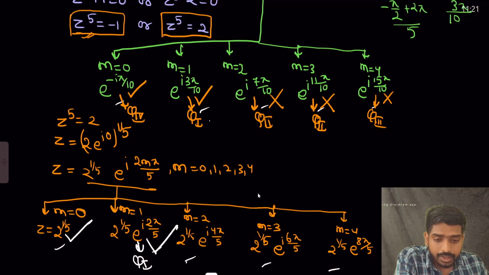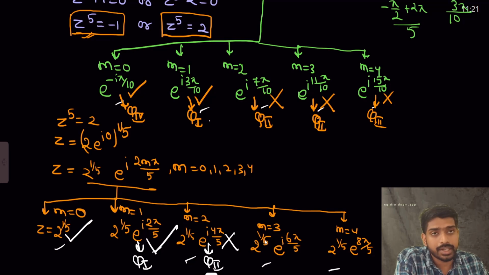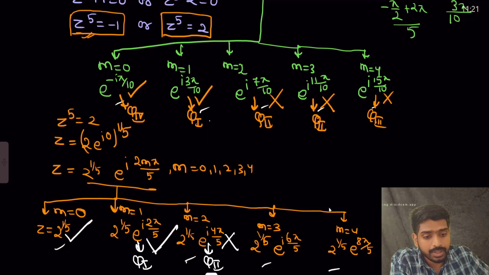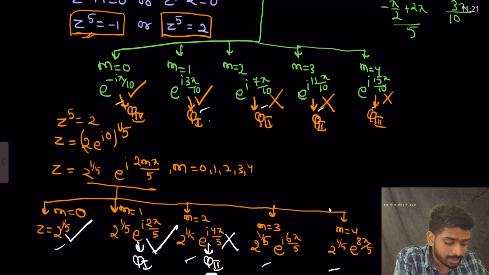Next, 4 pi by 5. 4 into 36 degrees will be around 120 something, right? More than 120. This is the second quadrant. So the real part will be negative. Okay. Next, iota 6 pi by 5. 6 into 36 degrees, right? This also will be in the third quadrant, right?